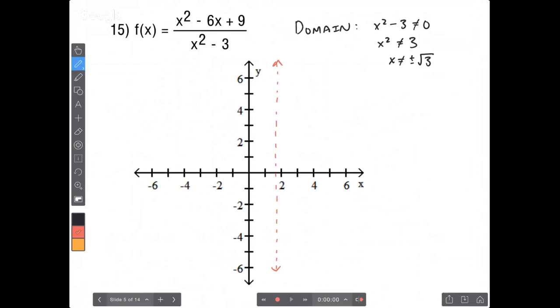And then another one. Oops, that's x equals root 3. And negative root 3.